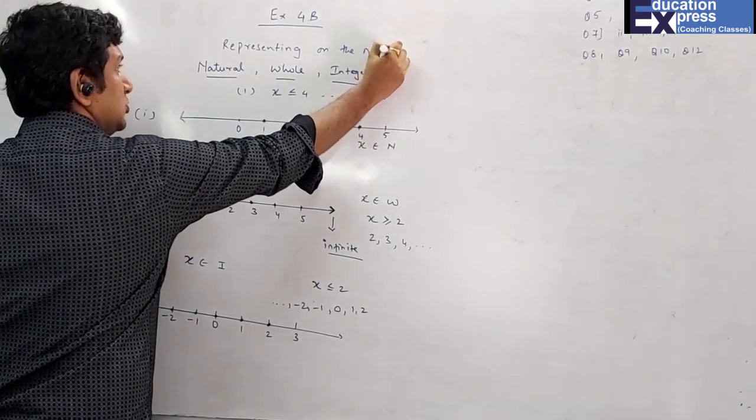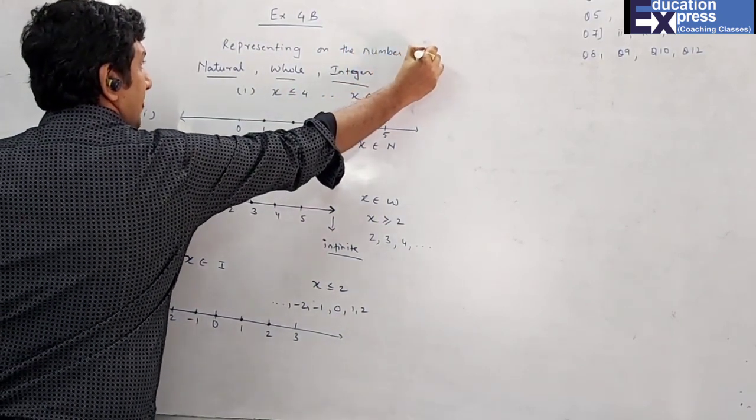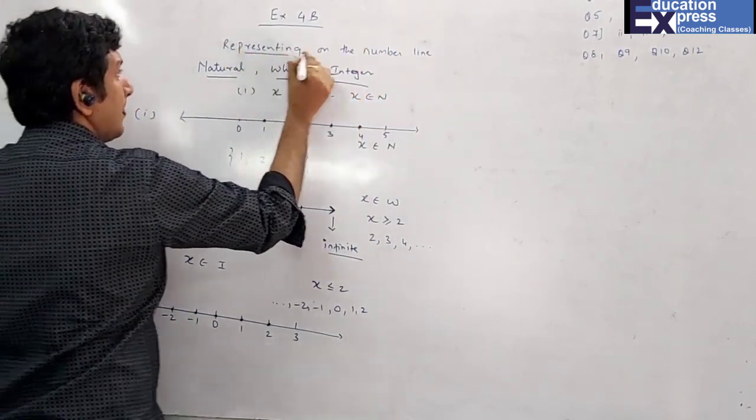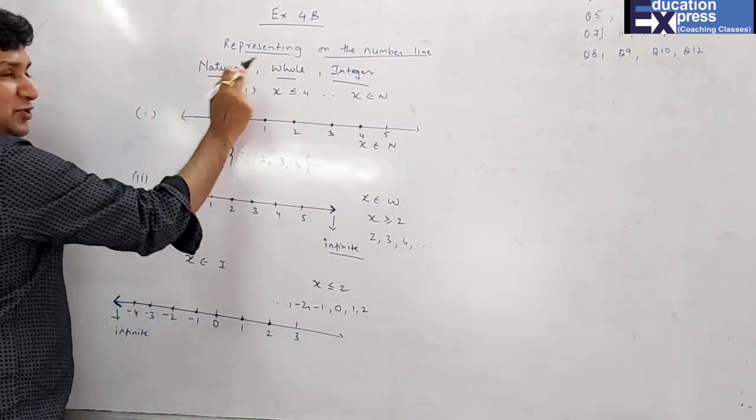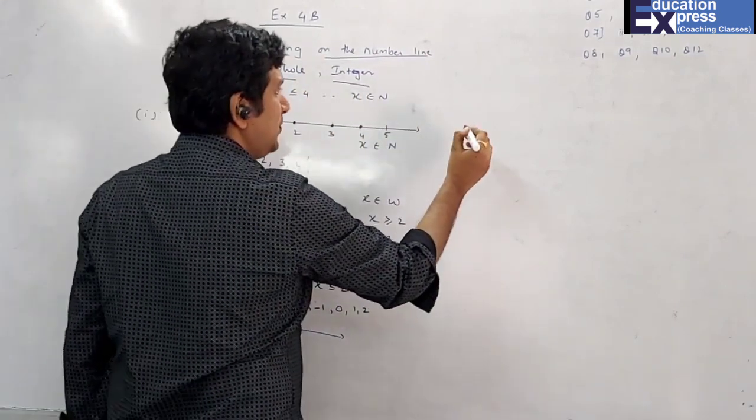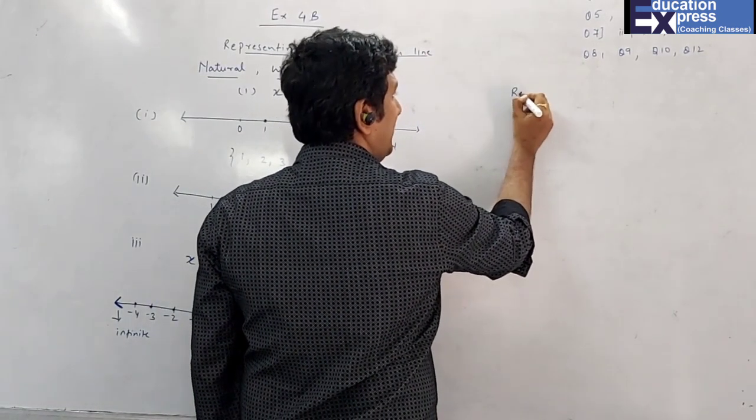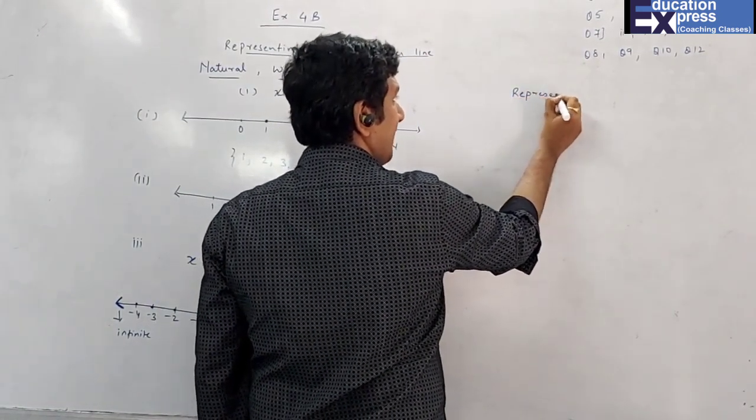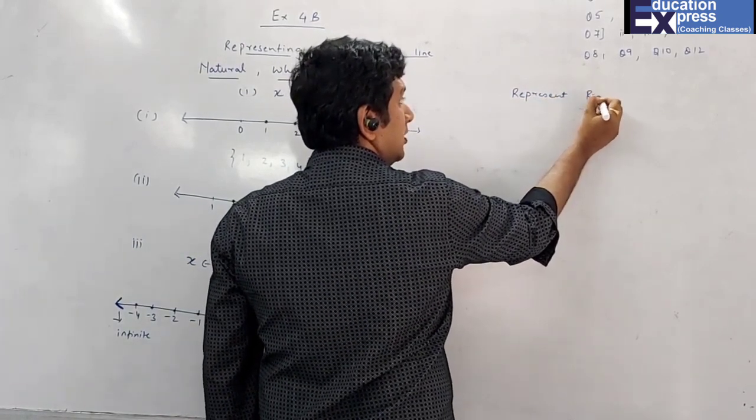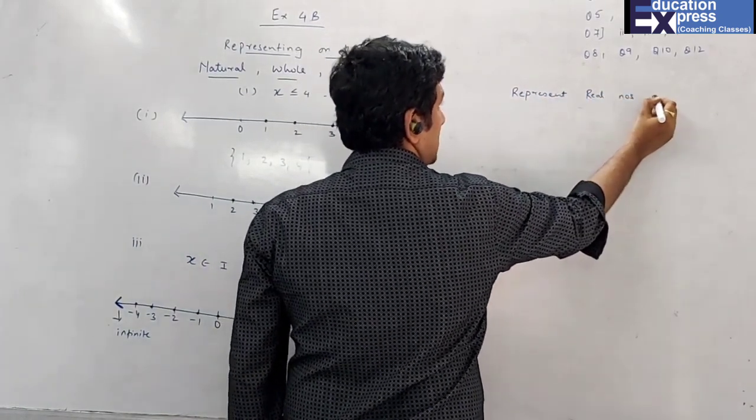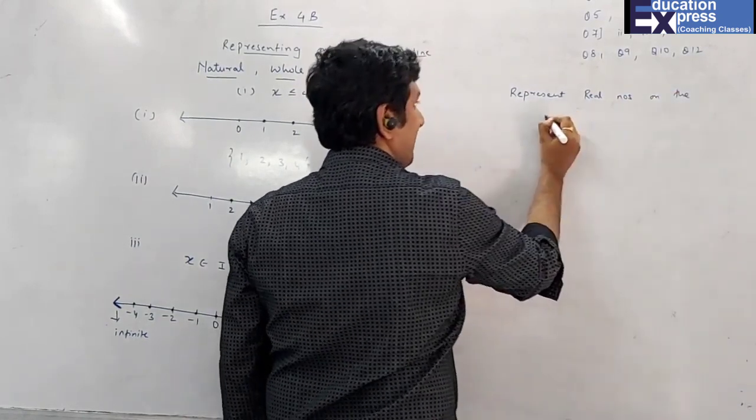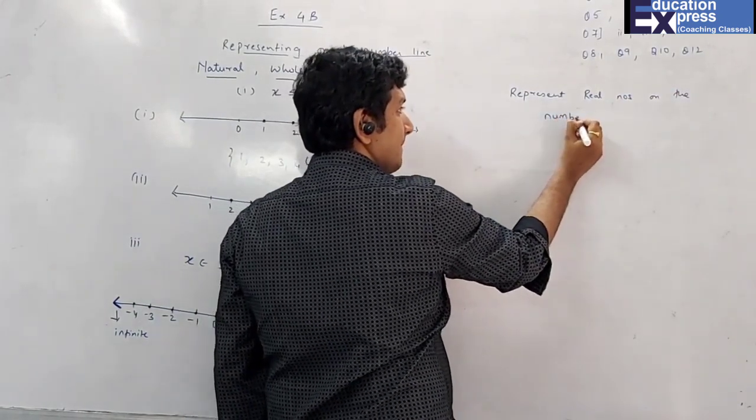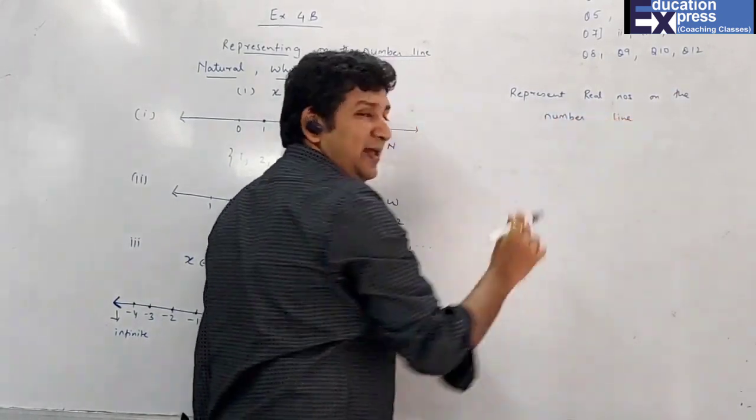With respect to only and only natural, whole and integers. Now the next part, how to represent real numbers on the number line. Students, solving part is same like exercise A.